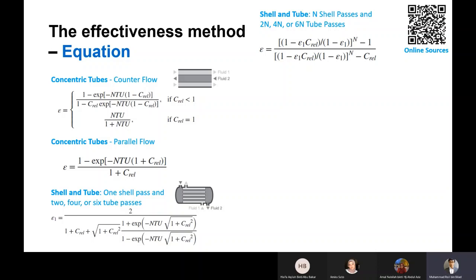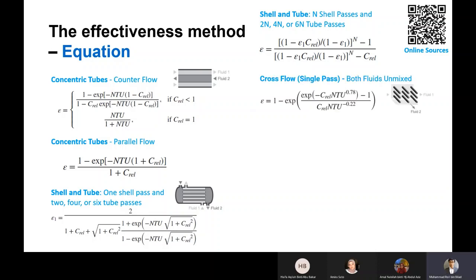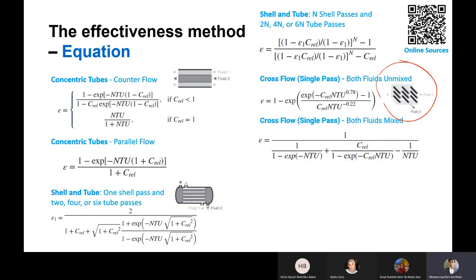Next for shell and tubes, but now you have n number of passes on the shell side, and 2n, 4n, 6n, 8n number of passes on the tube side. Next is for the cross flow, single pass, both fluids unmixed. This is more or less the illustration of the heat exchanger system. Next is the equation for cross flow single pass, both fluids mixed.